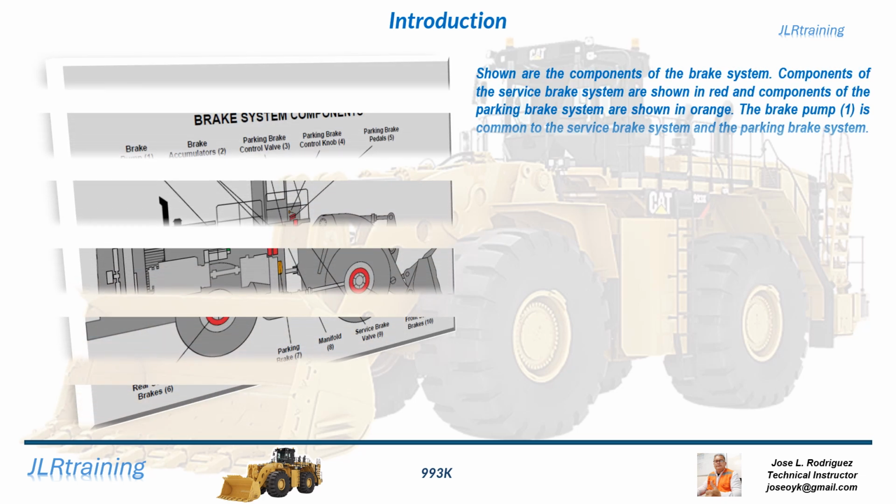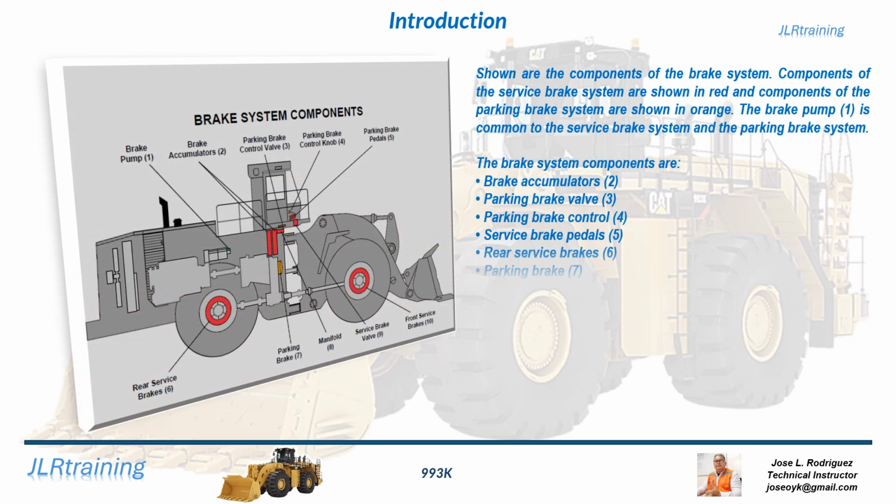Introduction. Shown are the components of the brake system. Components of the service brake system are shown in red and components of the parking brake system are shown in orange. The brake pump, 1, is common to the service brake system and the parking brake system. The brake system components are brake accumulators, 2, parking brake valve, 3, parking brake control, 4, service brake pedals, 5, rear service brakes, 6, parking brake, 7, manifold, 8, service brake valve, 9, front service brakes, 10.